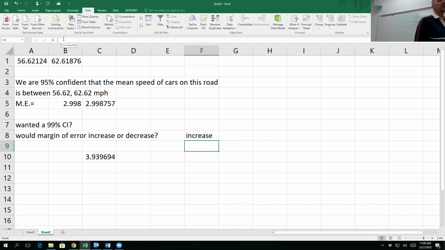Okay. So yes, if you're more confident, you're going to have to give yourself more room for error. I think I told you this before spring break. I am 100% confident that Donald Trump's approval rating is somewhere between 0 and 100%. Prove me wrong. Okay. I give myself a huge margin of error. I can't be wrong, right? So the more confident you want to be, the bigger your margin of error.